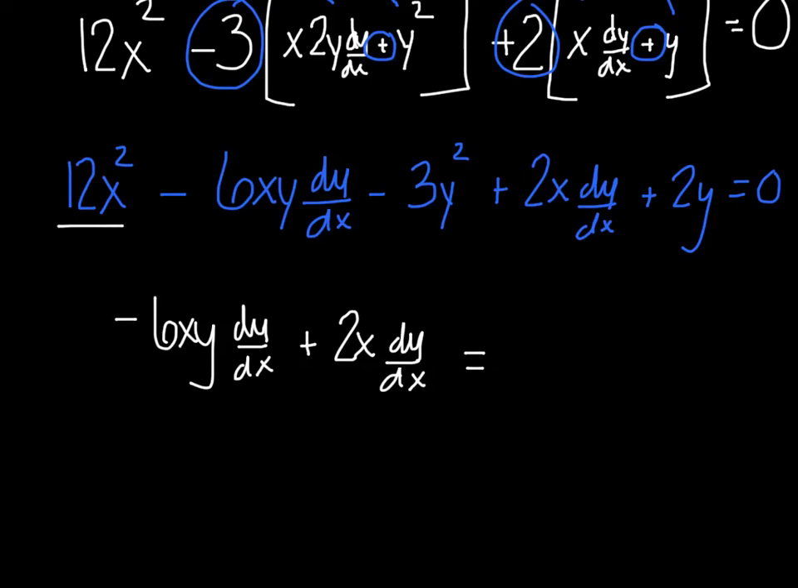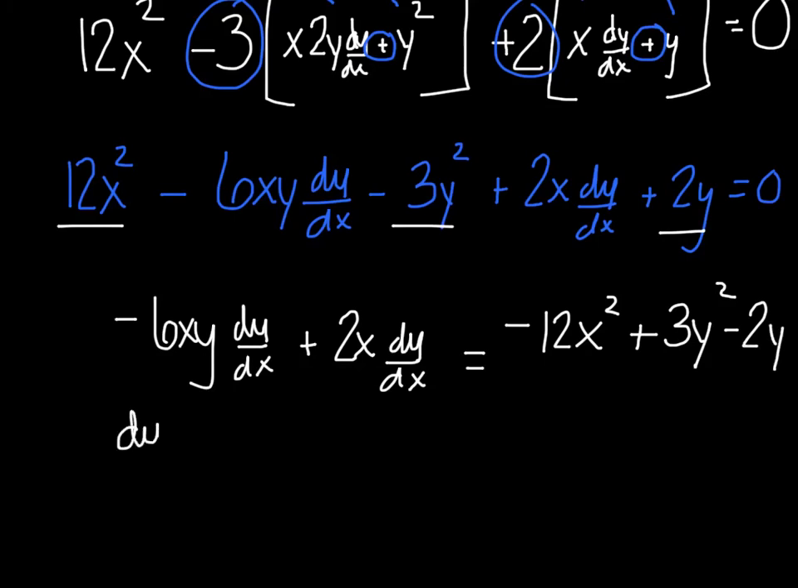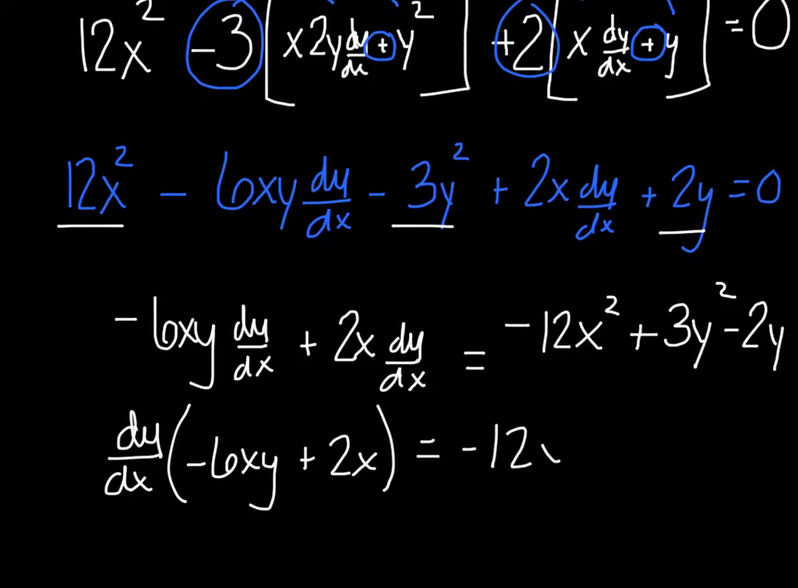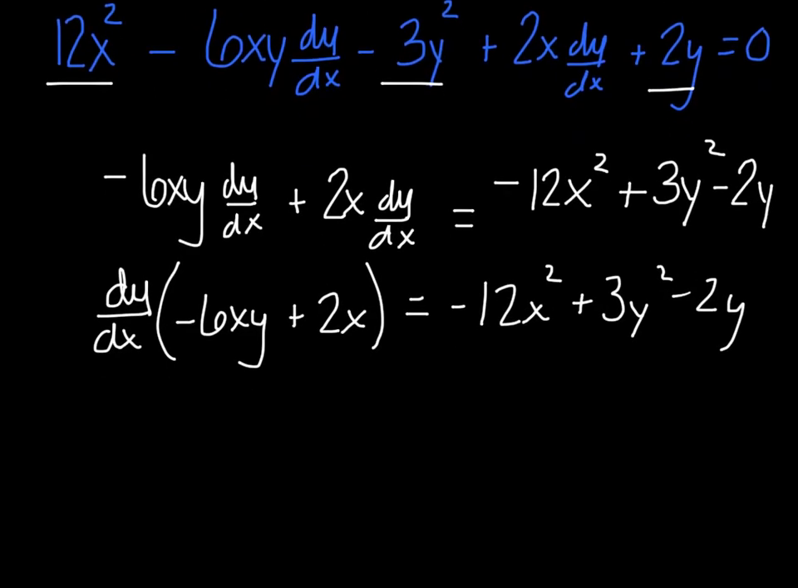equals, so this term, and this term, I'm booting over to the other side. So I'm going to subtract the 12x squared over. I'm going to add the 3y squared over. And I'm going to subtract the 2y over. Then I'll factor out that dy/dx. So I've got negative 6xy plus 2x. And lastly, divide that junk over to get my dy/dx by itself.